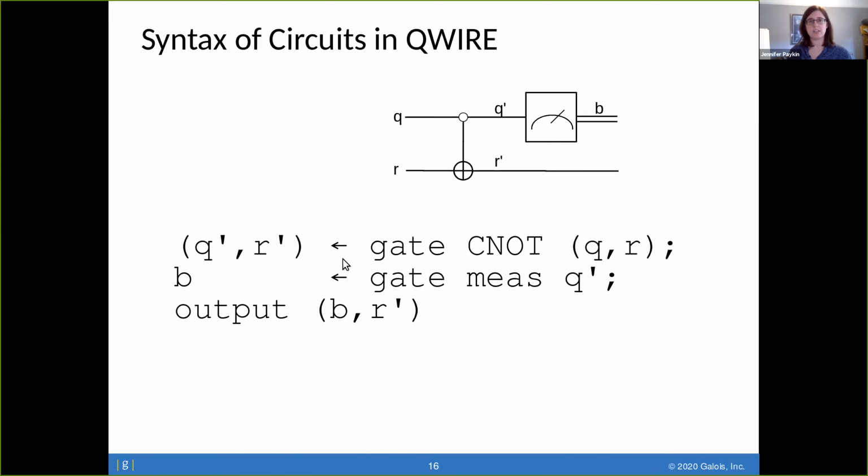To get an idea of the syntax, which we're not going to really go into in the rest of the talk, here's a little diagram, and here's a representation of that circuit in QWIRE. Essentially it says, apply this gate to the wires Q and R. We're going to name the outputs Q prime and R prime. Then we'll apply a measurement gate to Q prime. And then we will output those two wires, a bit B and the qubit R prime.